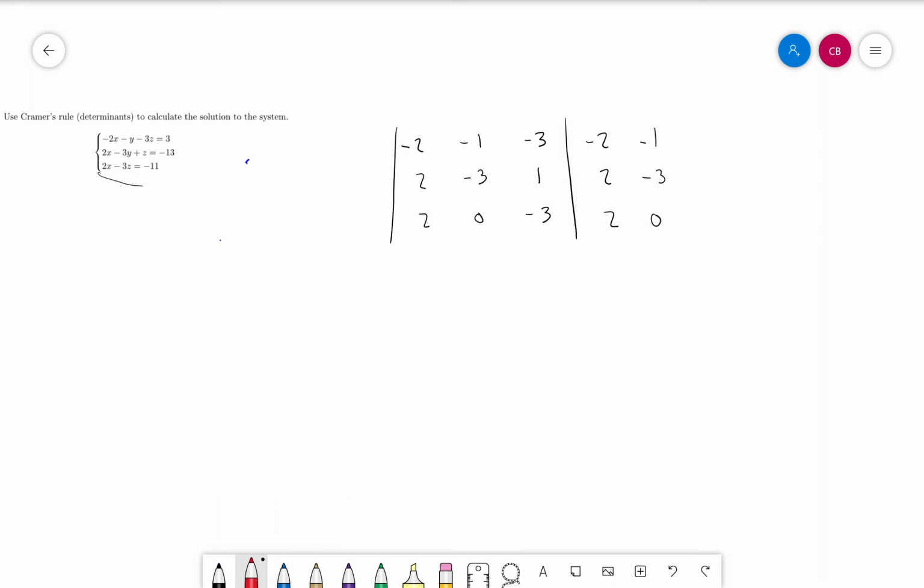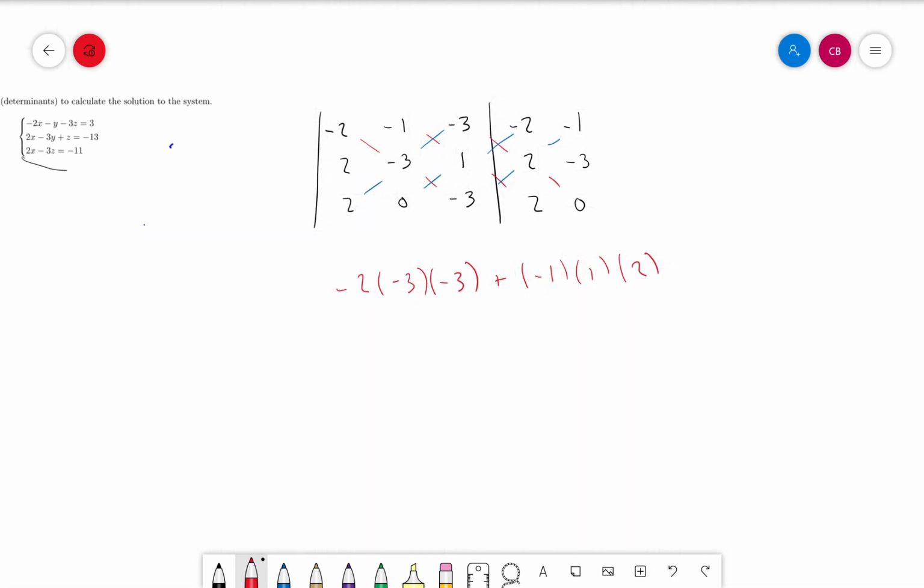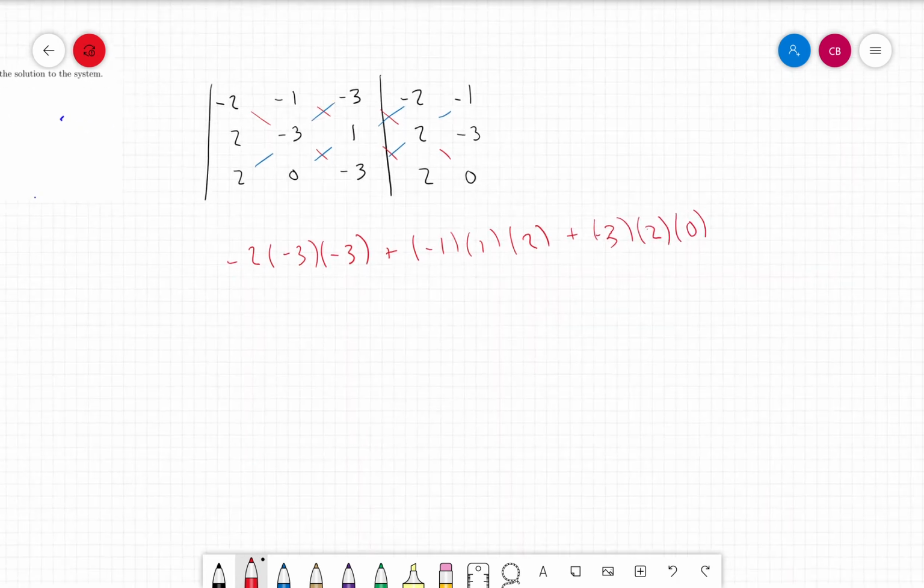And then we are going to multiply this way, and then subtract these ones multiplied going this way. Okay. So let's do the red ones first. The red ones first, we have negative 2 times negative 3 times negative 3 plus negative 1 times 1 times 2, and then we have plus negative 3 times 2 times 0. Okay, that's the first ones.